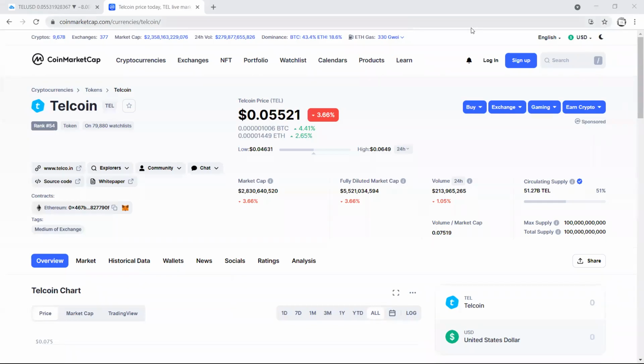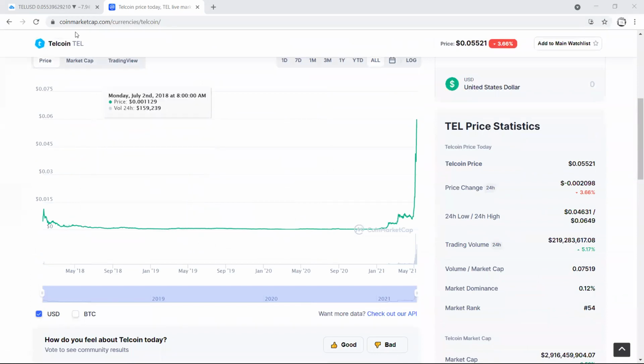Hey everyone, I want to analyze a new coin, which is Telcoin. I never tried to analyze or trade this coin. It was suggested by one of our followers, and the only thing I can see based on the rank is 54, and it has been in the market since 2018.